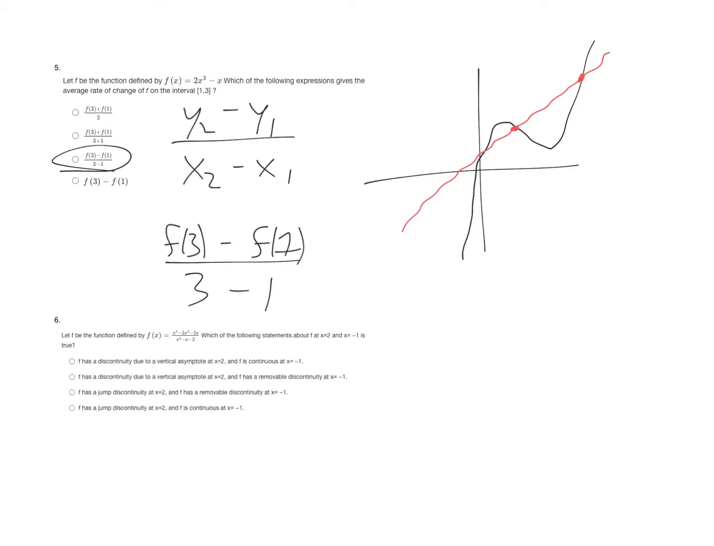All right. Number 6. Which of the following statements about f at x equals 2 and x equals negative 1 is true? Well, I can see in all my answer choices here that we're talking about being discontinuous. Whether we are continuous at a point, or have a vertical asymptote, or a removable discontinuity, or a jump discontinuity, what's happening at each of these values. And so the first thing I remember is that I can only have a jump discontinuity in a piecewise function. This function is not piecewise. So it's not going to have a jump discontinuity, so anything that talks about a jump discontinuity is out.